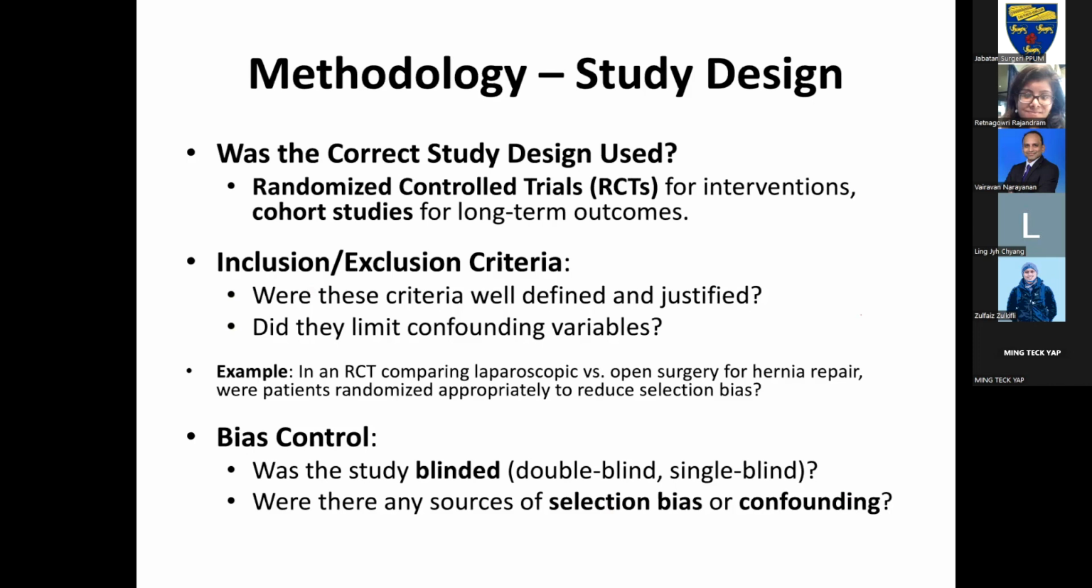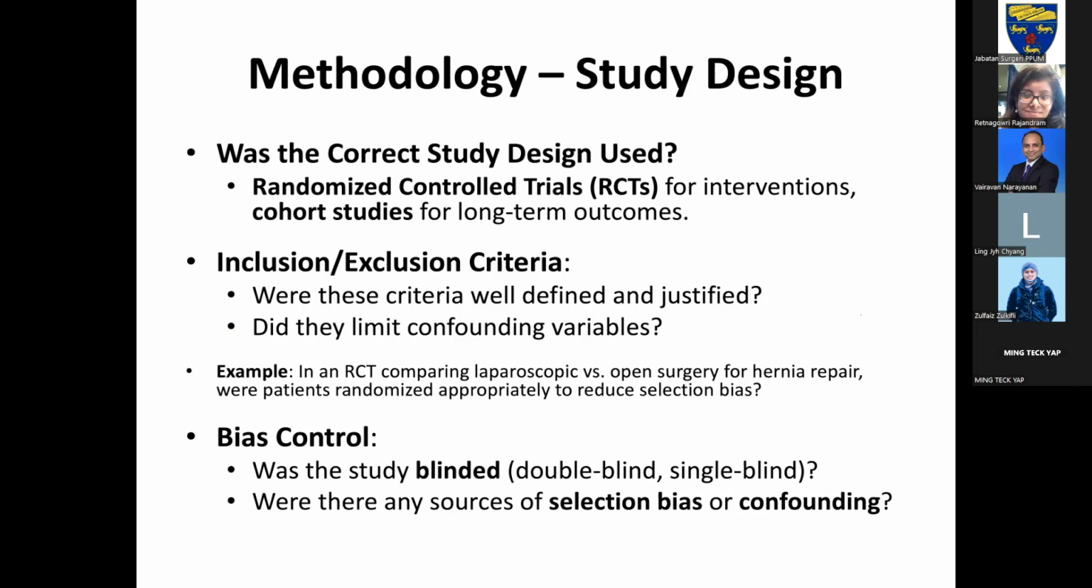So we've moved on from introduction to methodology now. In the methodology section, you want to look at the study design. What's the correct study design used? So you can have cohort studies. Cohort studies can be retrospective or prospective. You can have randomized control trials. You can have systematic analysis, meta-analysis, etc. But they must all be used appropriately. Everything has its correct place.